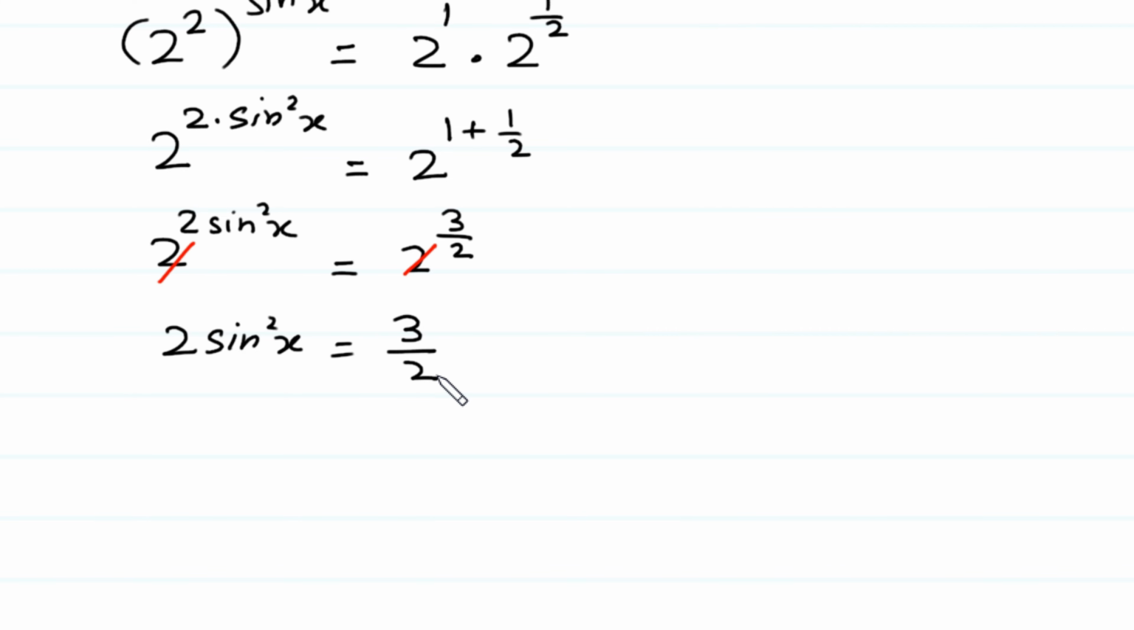Next we multiply both sides by 1 over 2. At right side multiply by 1 over 2, and at left side multiply by 1 over 2. This 2 will be cancelled with this 2, and here left sine square x is equal to 3 over 2 times 2, which is 3 over 4.